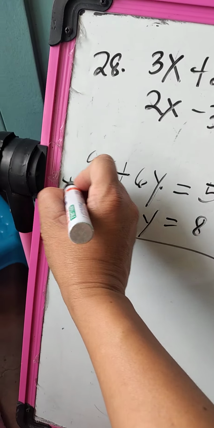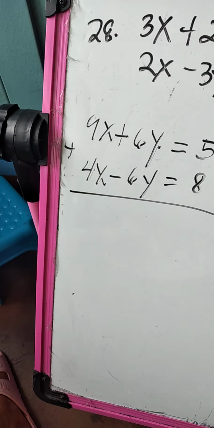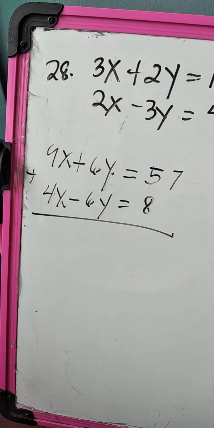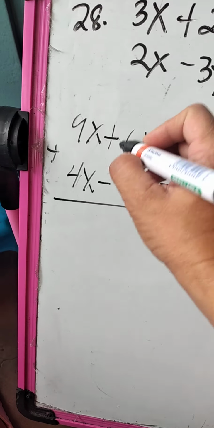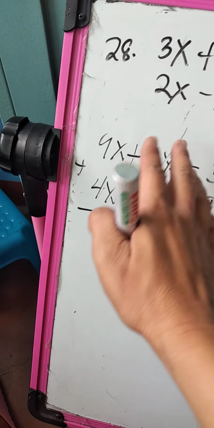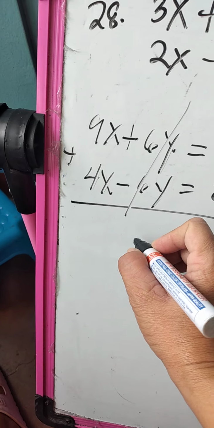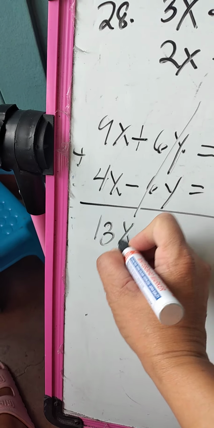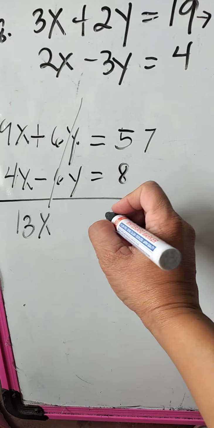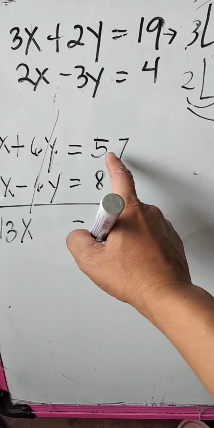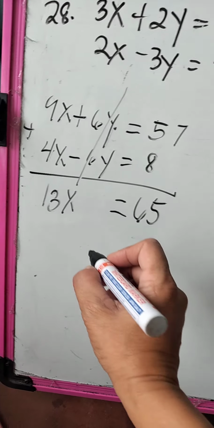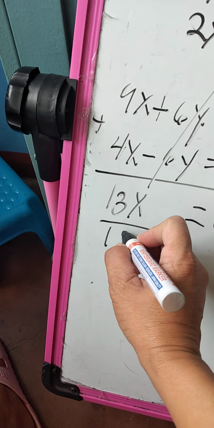Now I can add. If you notice, I end up with additive inverses already. I chose y because the signs are already opposites. Now I will add, and the y terms will be eliminated. It's 0. So 9 plus 4 will give you 13x equals 57 plus 8, which gives you 65. Now divide by 13 both sides.